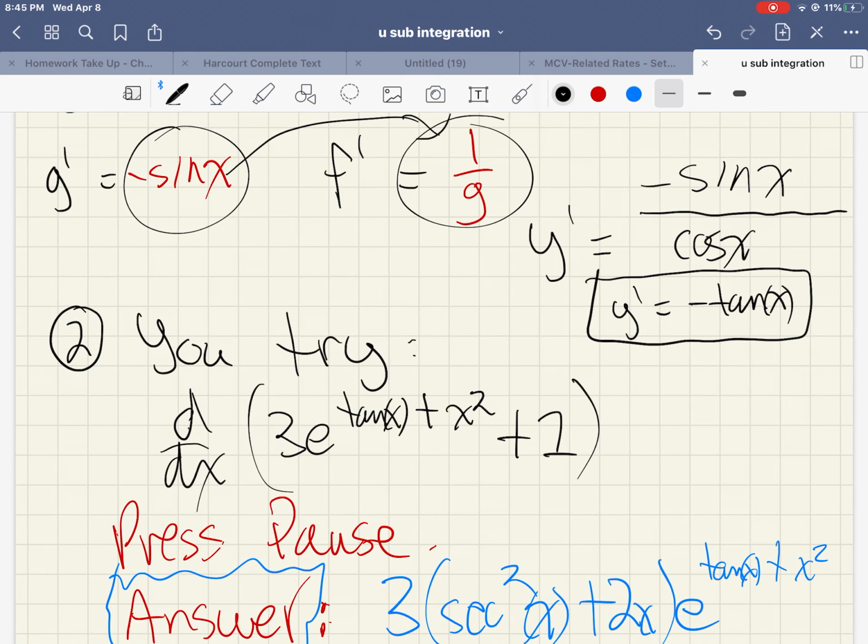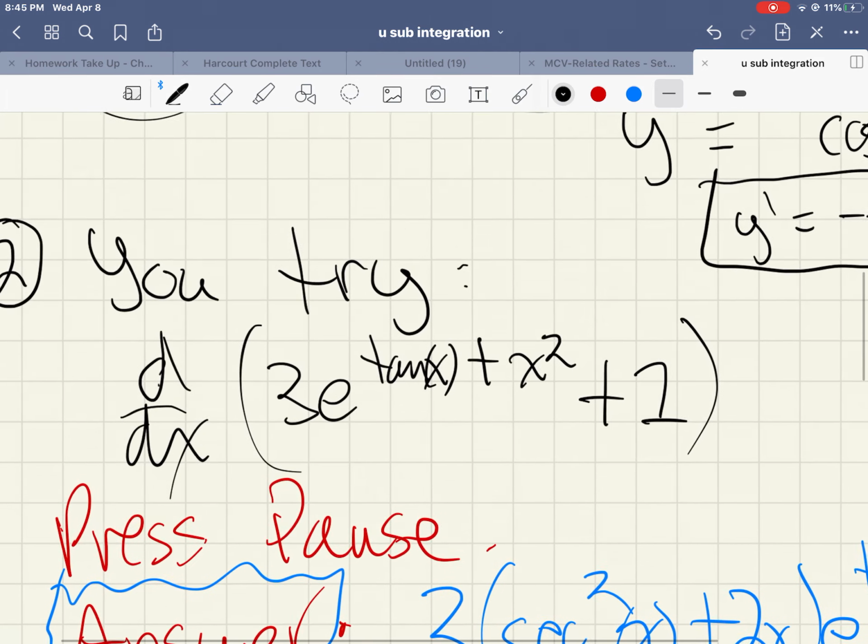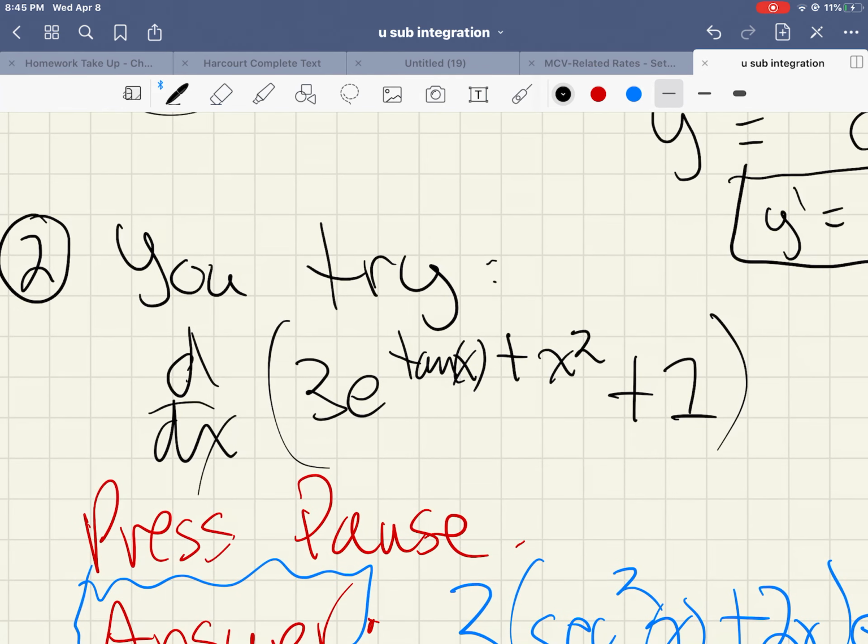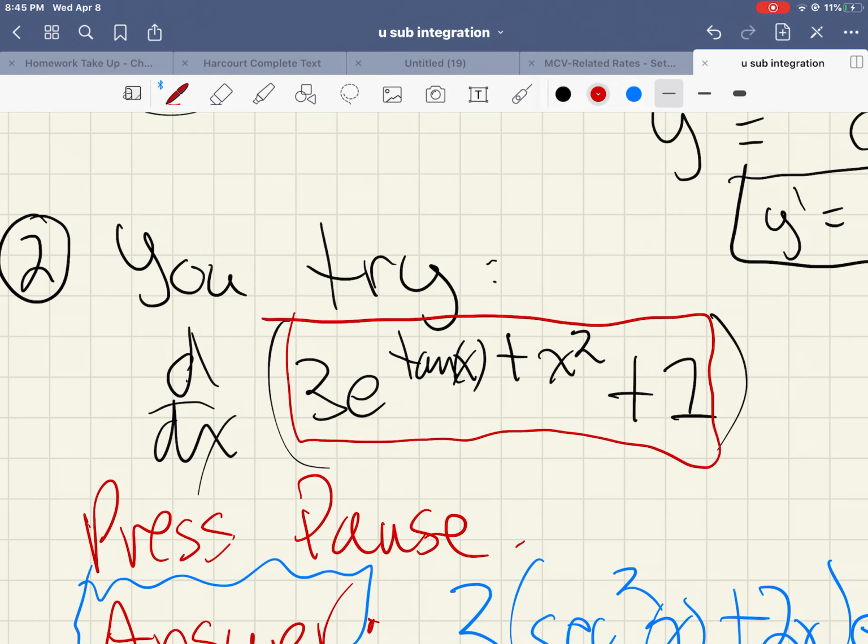Okay, so here's the one I'd like you to try right now. So you're going to do this function right here, the derivative of that. I'll give you a hint. The derivative of 1 is 0. Oh, by the way, if you don't remember, the derivative of tan is sec squared. I'll write that down for you. D by dx of tan x, in case you forget, is sec squared x.